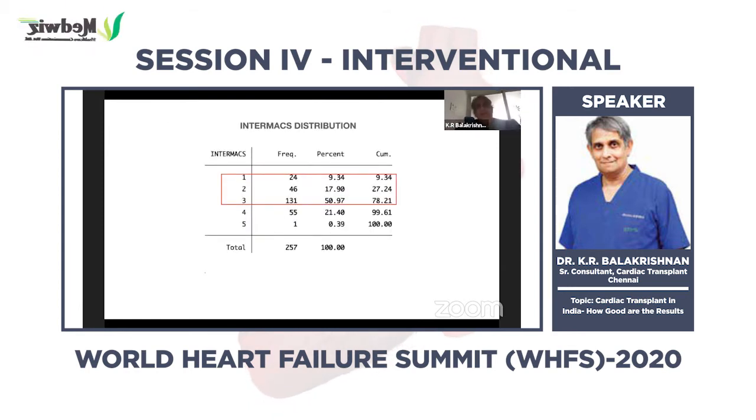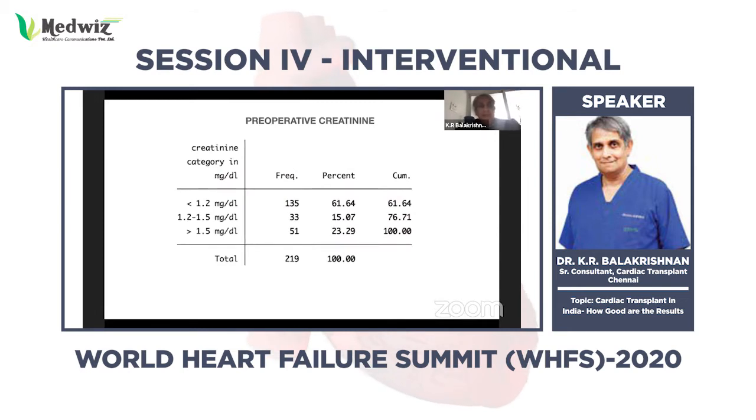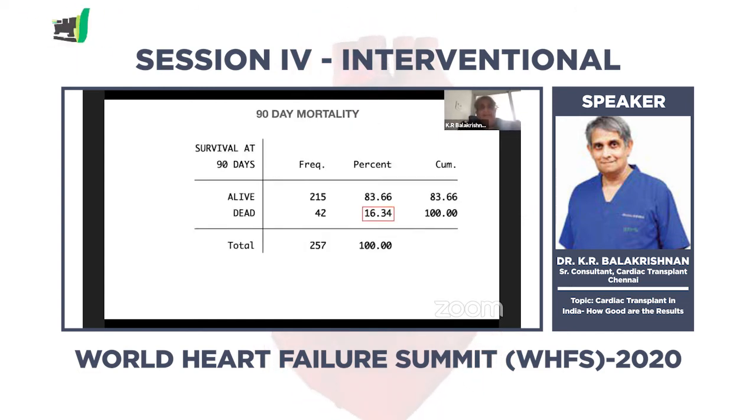As you can see from this slide, in the Intermacs distribution in our series, almost 80% of patients were in Intermacs 1, 2, or 3, and close to 30% of patients were either very sick, Intermacs 1 or 2. Similarly, this is a preoperative creatinine distribution: less than 1.2, 1.2 to 1.5, and more than 1.5. The reason I bring this up is creatinine more than 1.5 seems to be a significant risk factor for both early and late death. The overall results: the 90-day mortality was 16%, and roughly 84% of these patients were alive at the end of 90 days.